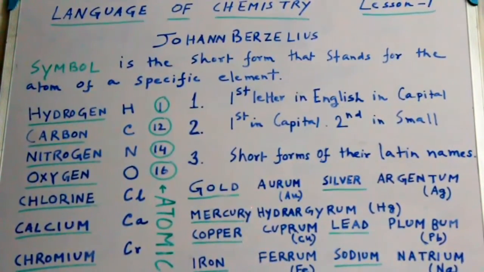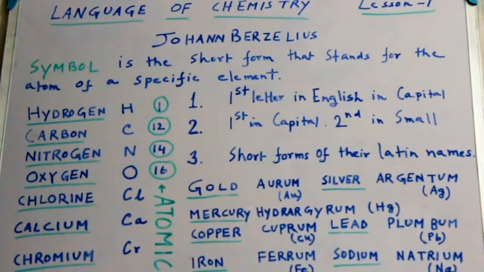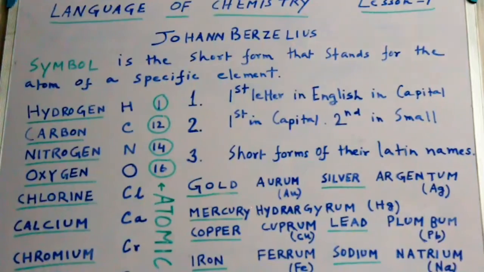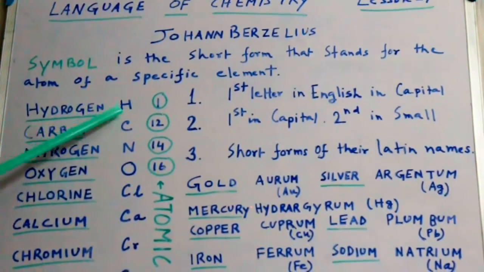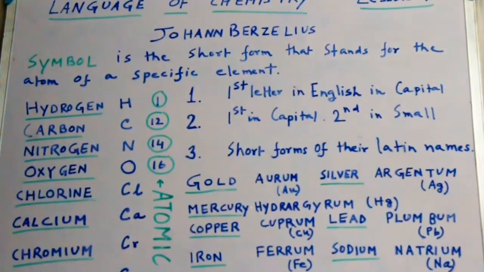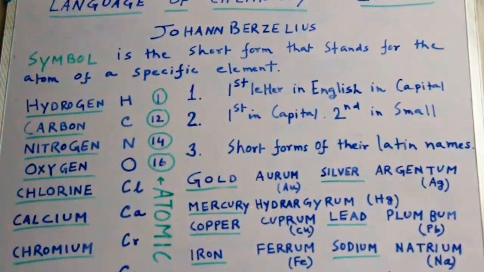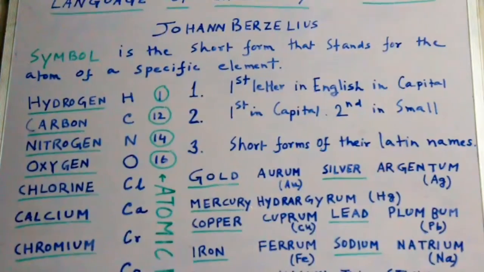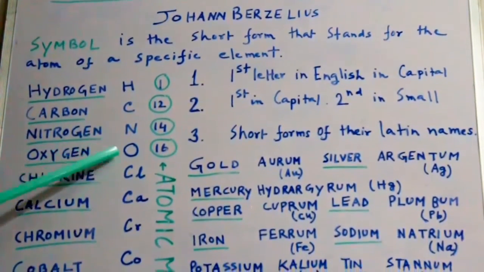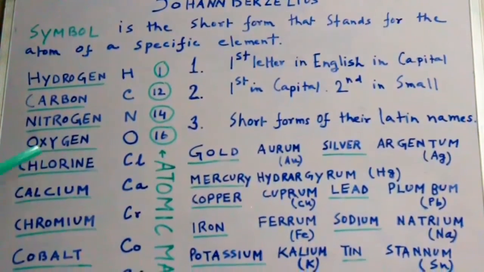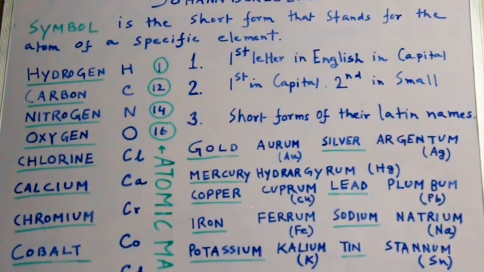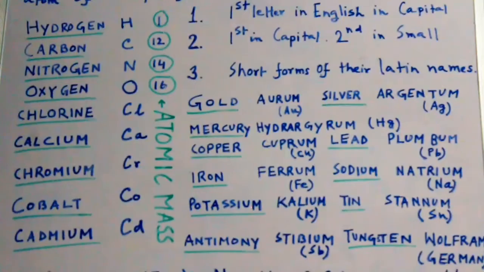Now what is a symbol? A symbol is the short form that stands for the atom of a specific element. That means H represents one atom of hydrogen, C represents one atom of carbon, N represents one atom of nitrogen. Similarly, the symbol of oxygen is O. Symbol of chlorine is Cl, calcium is Ca, chromium is Cr, cobalt is Co, cadmium is Cd.